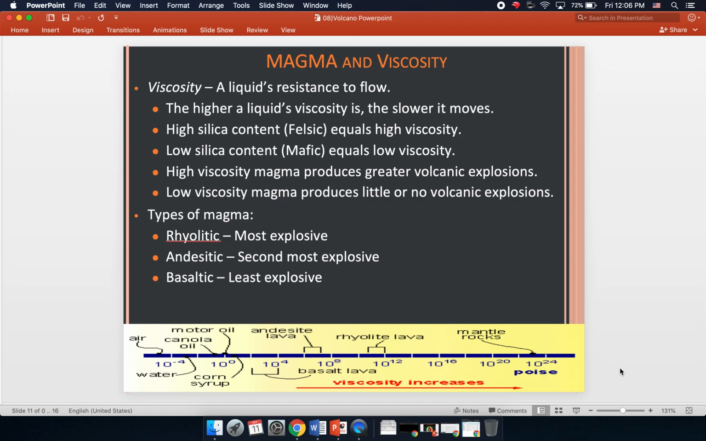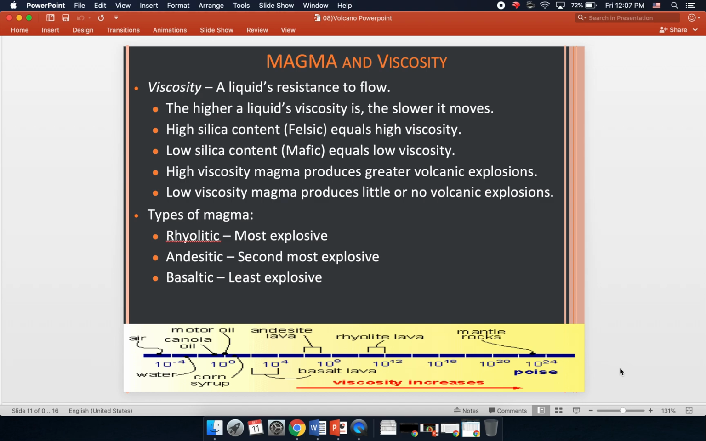And we have three levels of viscosity for magma. We have rhyolitic, which is the most explosive. That's the most felsic magma, rhyolitic. Andesitic is kind of intermediate. It's in the middle there. It's the second most explosive, but it's not as felsic as rhyolitic magma. And then we have basaltic magma, which is very mafic. It is not very viscous, so it's the least explosive type of magma.